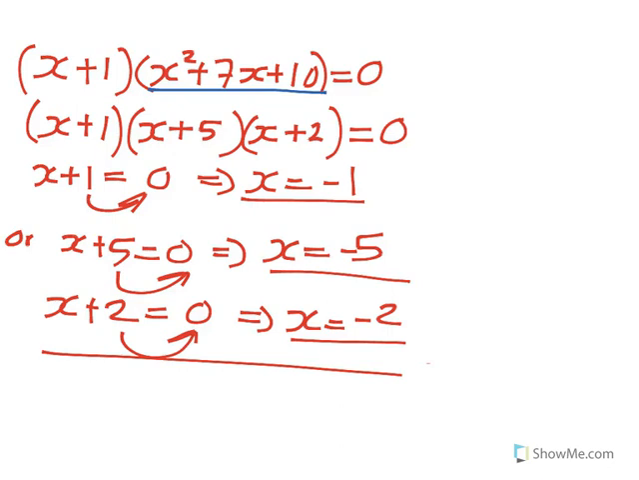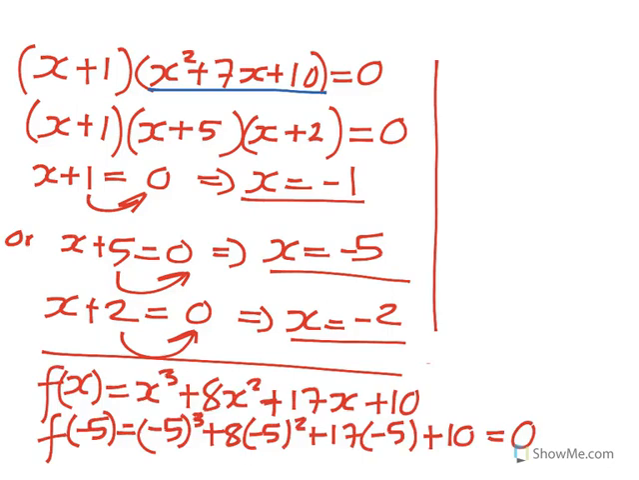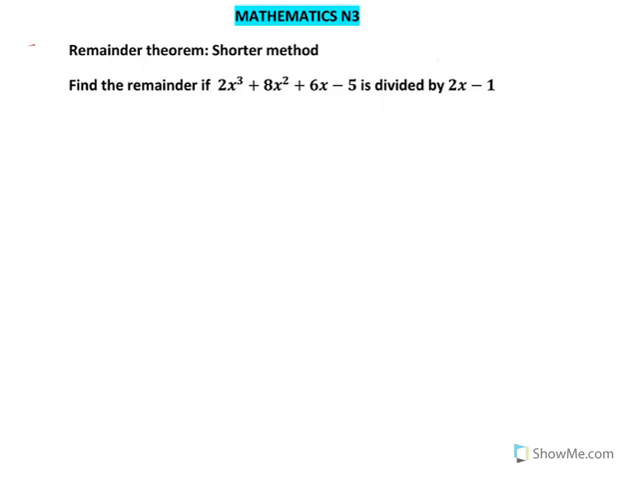You need to verify these so that you'll be able to check whether your answers are correct. So one way of verifying your answer, you take any of them. In this case, I took x is equal to minus 5. I put it in the original f of x. Where there is x, you put minus 5. If you get a 0, it means your factors are correct. You can go on and also check with x is equal to minus 2. We already did check with the first one. Let us move on and look at this question.